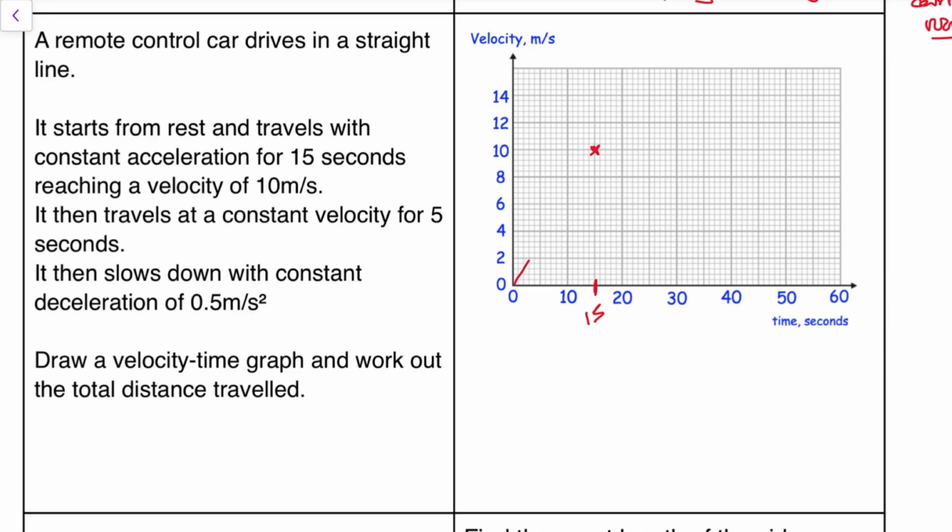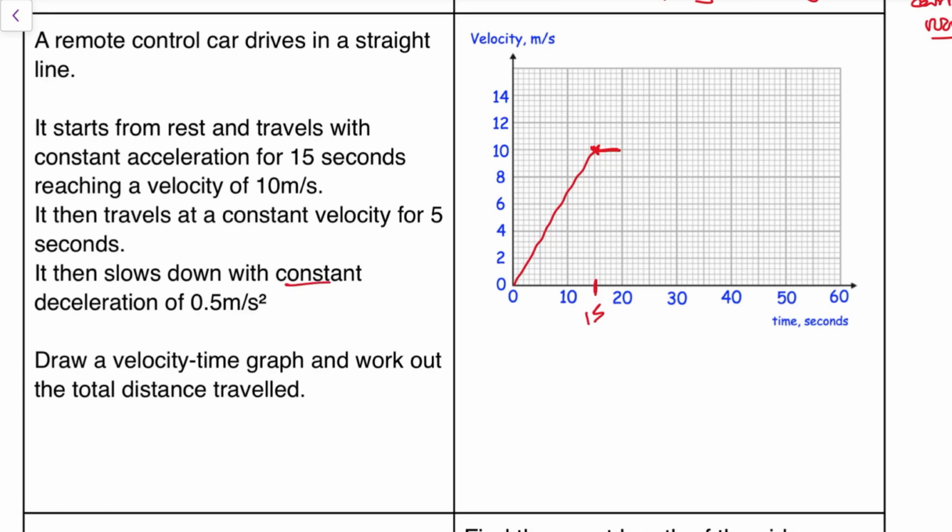So if it's traveling at a constant acceleration, it's going to look like this. It then travels at a constant velocity, i.e. acceleration or gradient is 0, for 5 seconds. Well, 5 seconds takes me to 20 seconds. And then it slows down with a constant deceleration of 0.5 meters per second squared.